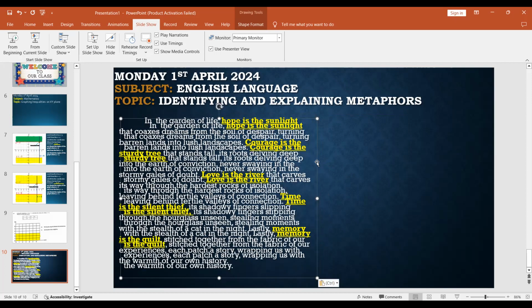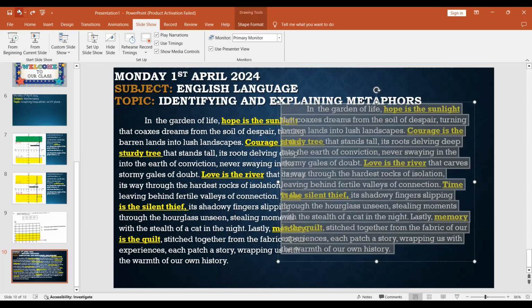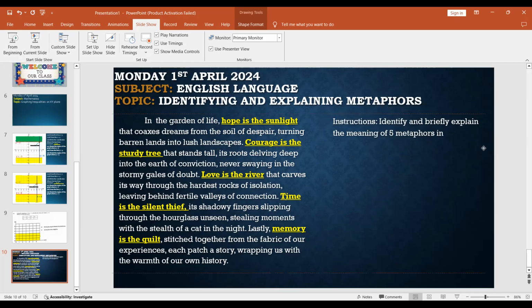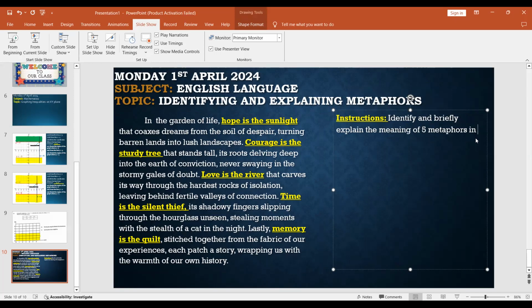So let me put on this side the instructions. What I want us to do is identify, and briefly explain the meaning of 5 metaphors in the paragraph. So you want to identify and explain. We have 2 things we want to do. We not only want to identify what the metaphor is, but we want to explain it, right? So identify and briefly explain the meaning of 5 metaphors in the paragraph.